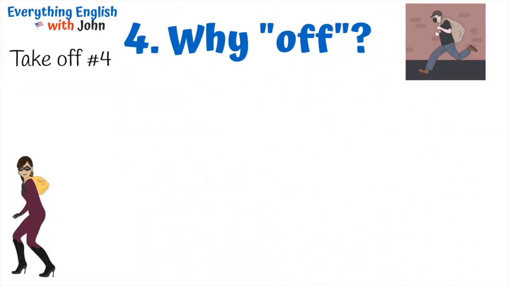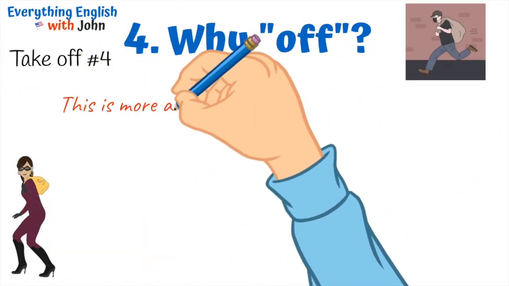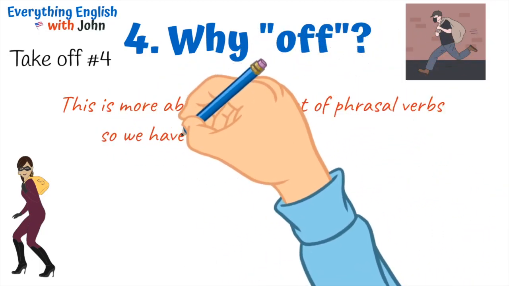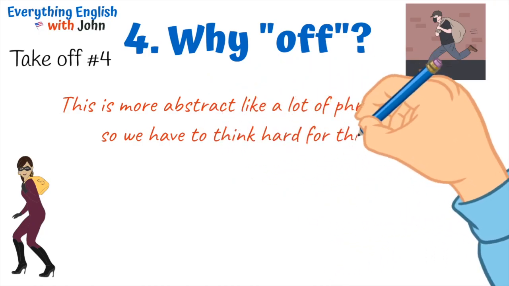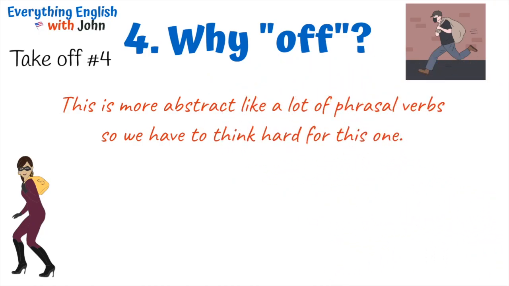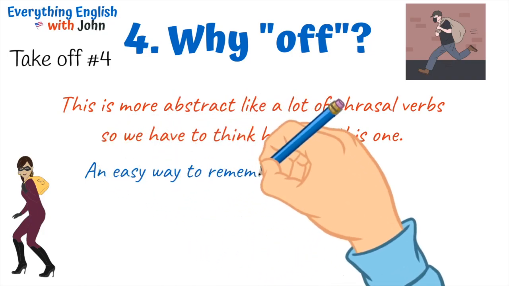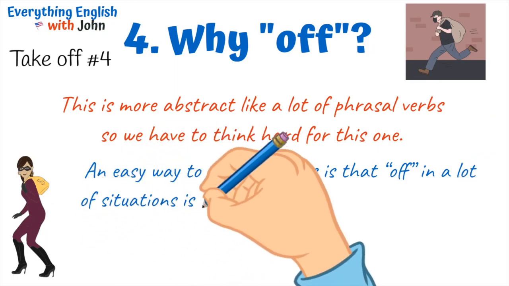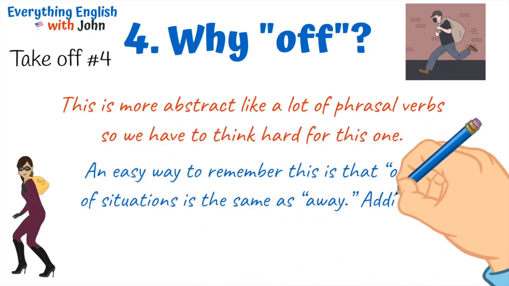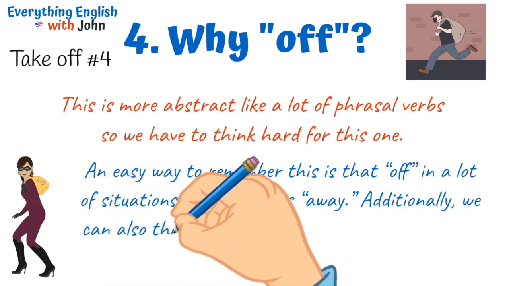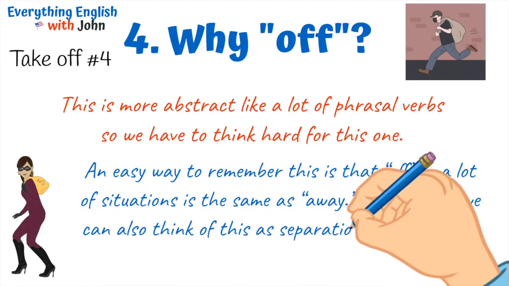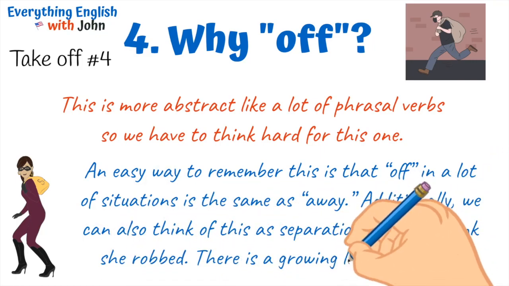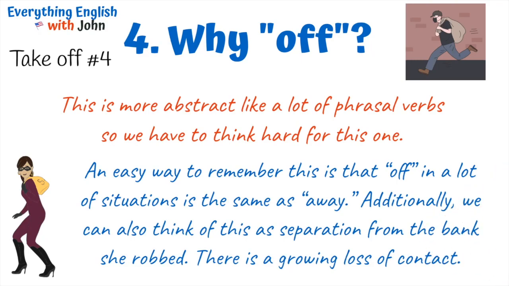Why off? This is more abstract, like a lot of phrasal verbs, so we have to think hard for this one. An easy way to remember this is that off in a lot of situations is the same as away. Additionally, we can also think of this as separation from the bank she robbed. There's a growing loss of contact.